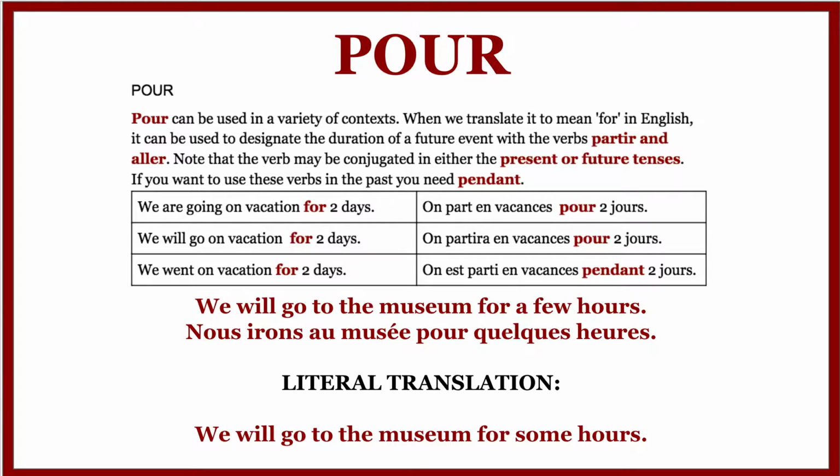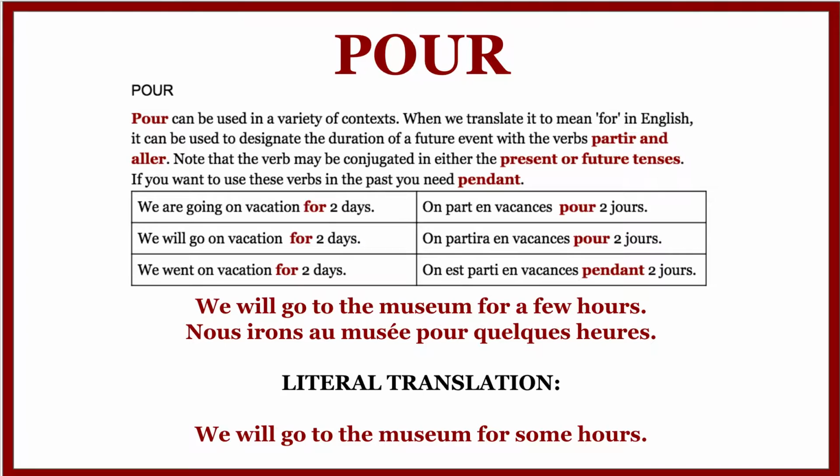So we all know that pour can be used in so many different ways in French, but what we're talking about right now here is using it to express an amount of time. So you can use the verbs partir and aller with pour. Now you can only do this in the present or future tenses. If you want to use these verbs in the past, you need to use pendant. Okay? So I know that that's just a really complicated thing to try to remember, but this is only for 2 verbs, so at least you can remember that. Let's look at these examples.